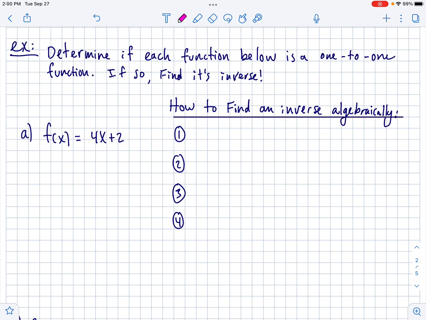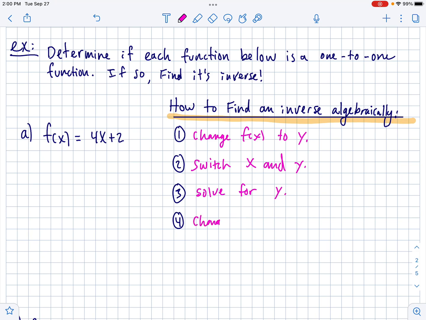Determine if each function below is a one-to-one function. If so, find its inverse. First we'll check if it's a one-to-one function, but then I'm going to show you how to find an inverse algebraically. The steps are: change f of x to y, then switch x and y, then solve for y, get it by itself, and then change y into inverse notation.